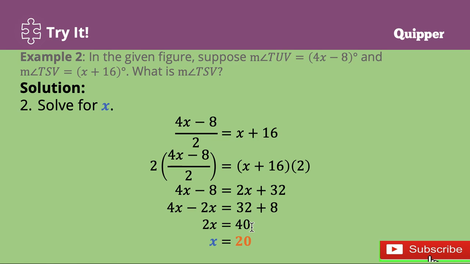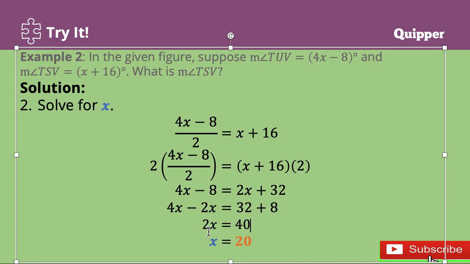Now, to get the value of x, we will divide both sides by 2. So, 2x divided by 2 is 1x or x, and 40 divided by 2 is 20.